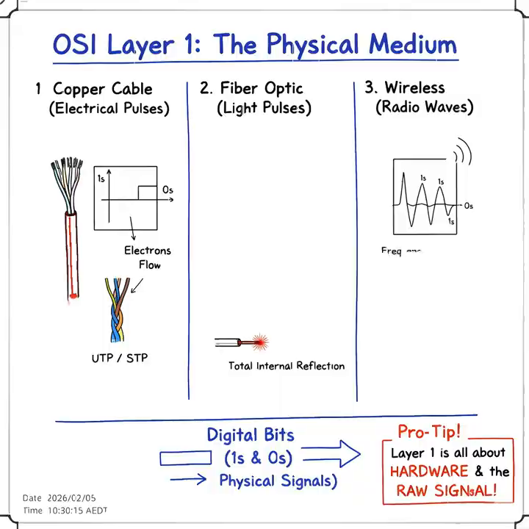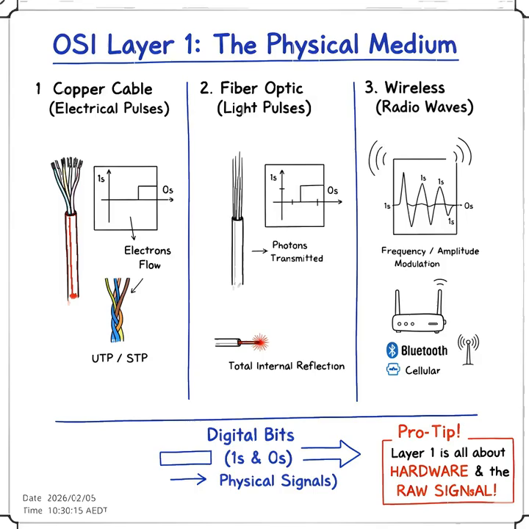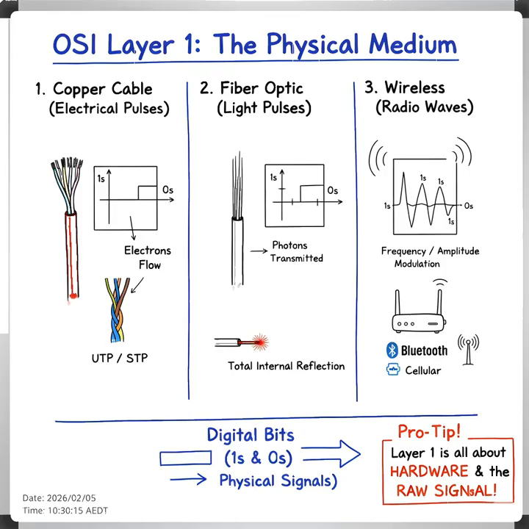Beyond just cables, this layer defines the mechanical and electrical specifications for everything that touches the network. This includes pin layouts and connectors, like RJ45, voltage levels, and signal timing. Hardware such as hubs, repeaters, and network adapters operate here, ensuring that a signal remains strong enough to reach its destination. If you've ever troubleshot a broken connection by swapping a faulty cable or fixing a bent pin, you are working at Layer 1. Without this stable foundation to move electrons or photons, the entire network stack above it simply cannot exist.